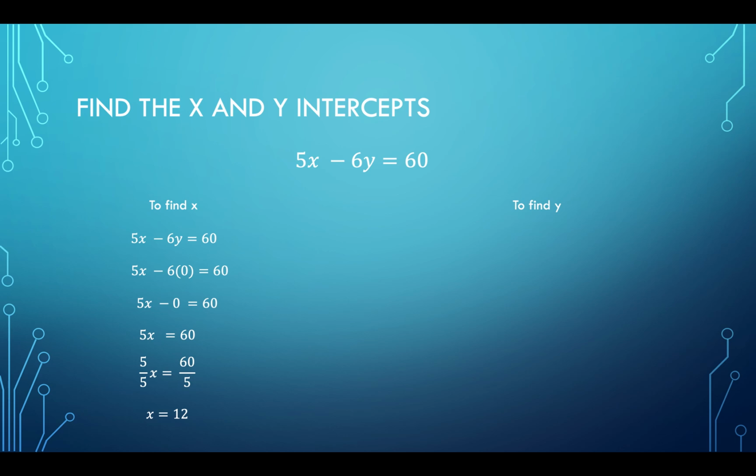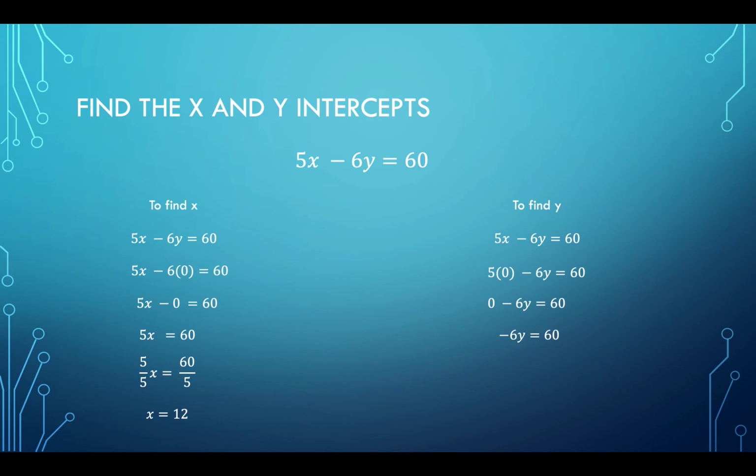The next thing we got to find is y. So we write the equation. 5x minus 6y is equal to 60. We're looking for y, so we want to get rid of that x because you can't have two variables at the same time. So in order to get rid of x, we plug in 0. So we're left with 5 times 0 minus 6y is equal to 60. We go ahead and simplify. 5 times 0 gives us 0, so we're left with 0 minus 6y is equal to 60.